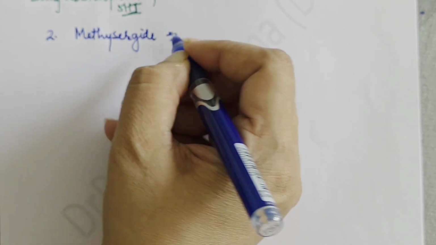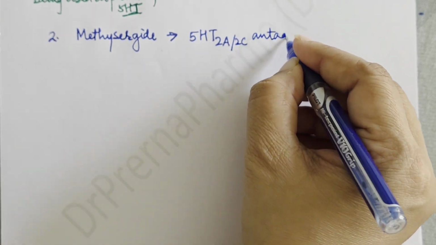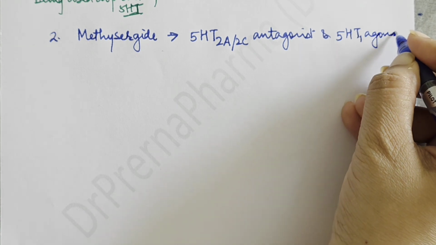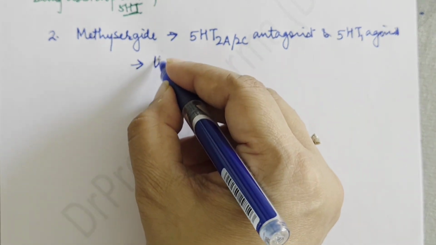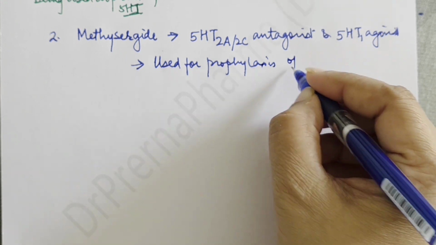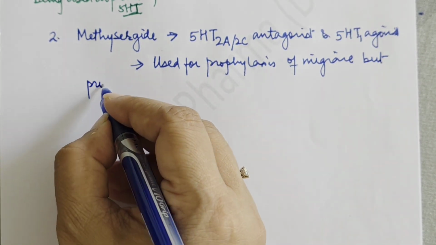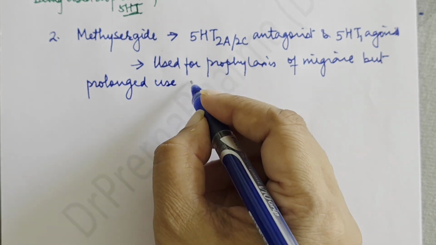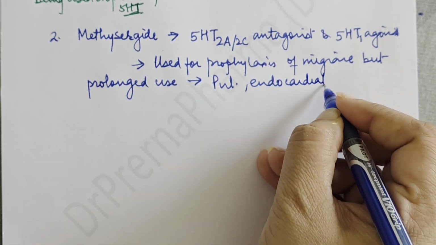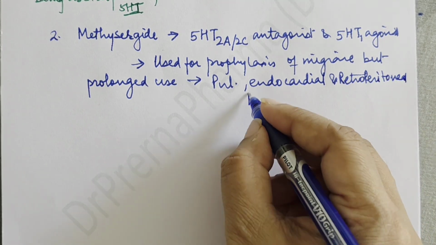Then another drug is methysergide. Methysergide is basically a 5-HT2A and 2C antagonist and also a 5-HT1 agonist. It was earlier used for prophylaxis of migraine, but prolonged use resulted in pulmonary, endocardial and retroperitoneal fibrosis.